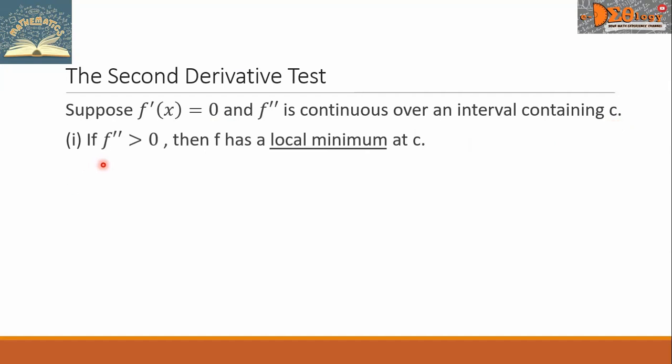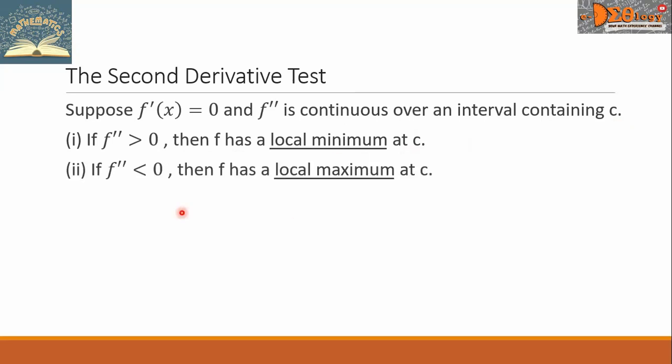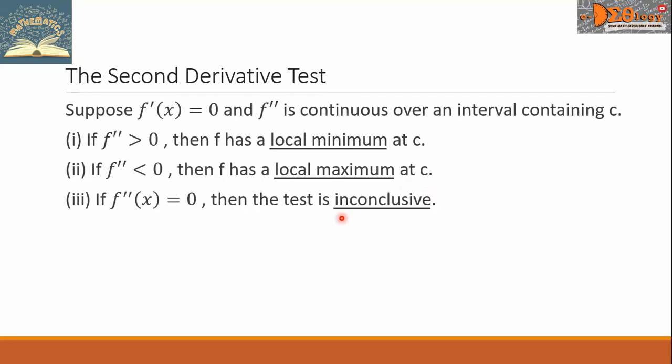If the second derivative is greater than 0, or we say positive, then the function f has a local minimum at the point C. If the second derivative is less than 0, or we say negative, then the function f has a local maximum at the point C. If the second derivative of x is equal to 0, then the test is inconclusive.